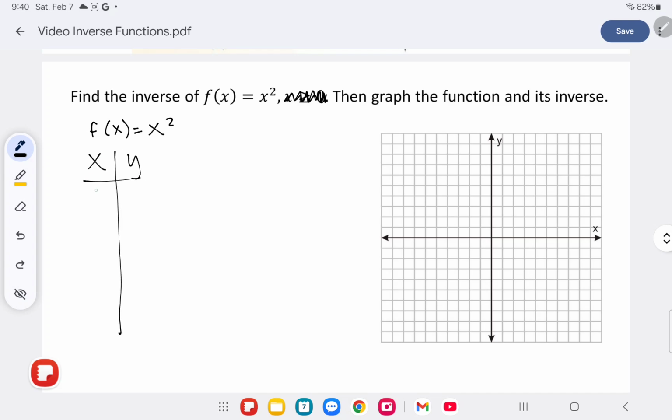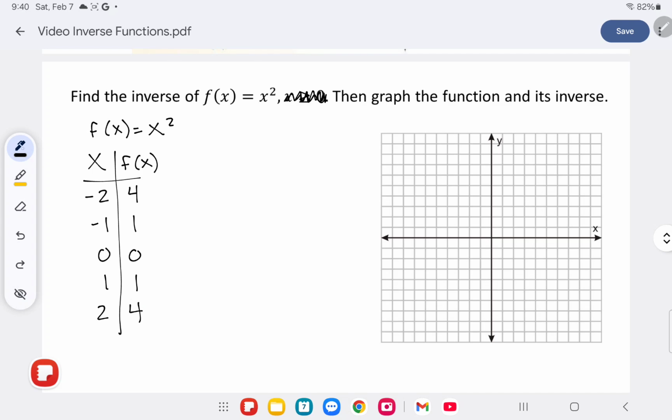So if I plug in -2 for x, I'm going to get 4 for y, because -2 squared is 4. If I plug in -1, I get 1. If I plug in 0, I get 0. And really, instead of y, I should have called that f of x. My input is 1, my output is 1. My input is 2, my output is 4.